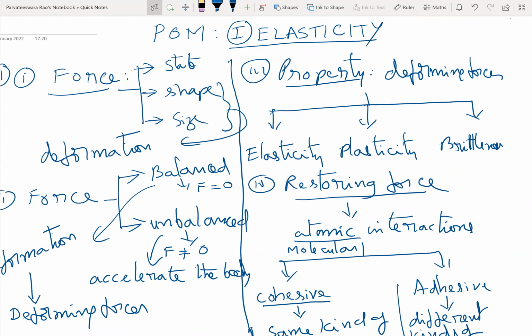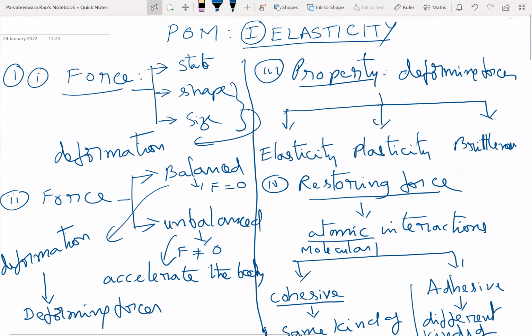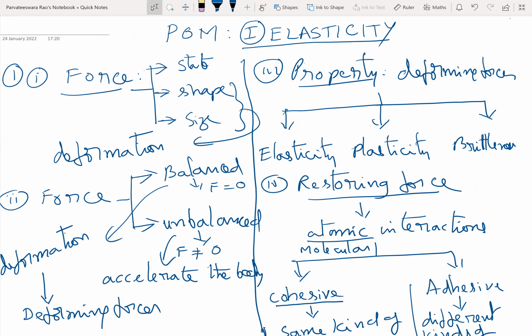Yeah, just remember this. This is the first page, which referred about the force, changes produced. Then we categorized into balanced and unbalanced forces. Then we came to the conclusion that balanced forces result in deformation. Unbalanced forces accelerate the body. So our point of interest is deforming forces. Then based on the action of deforming forces, bodies exhibit three different properties: elasticity, plasticity, brittleness.